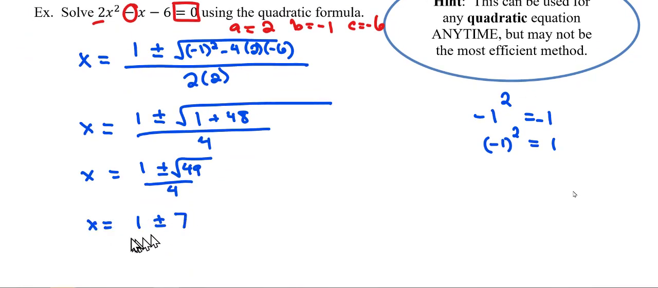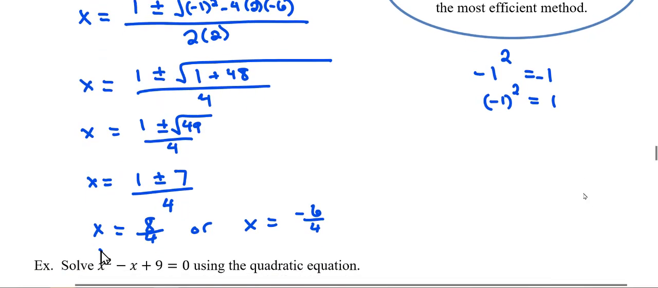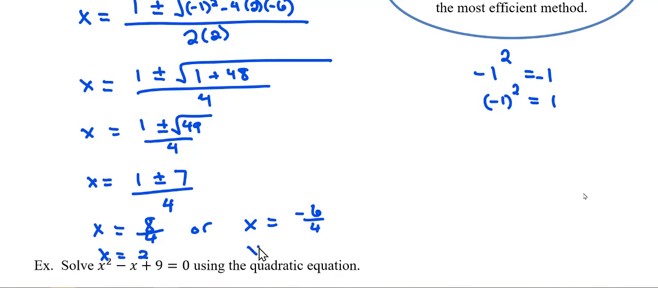The square root of 49 is 7 over 4, and that gives me x equals 8 over 4, or x equals negative 6 over 4. So we're going to get x equals 2 or x equals negative 3/4. Two solutions here. All right, so that's how we solve this equation using the quadratic formula.